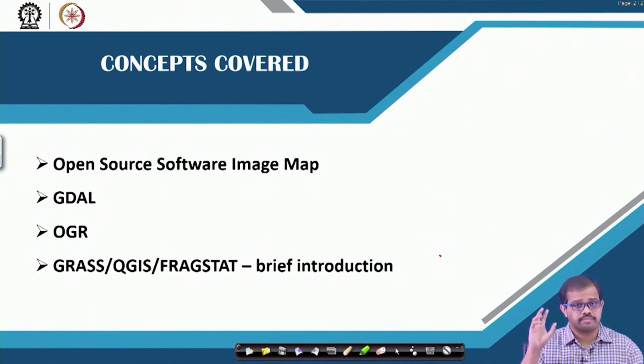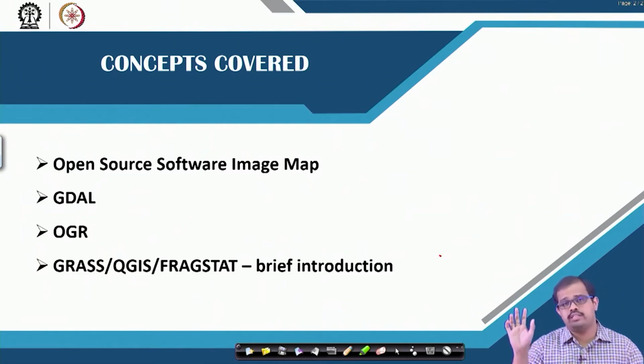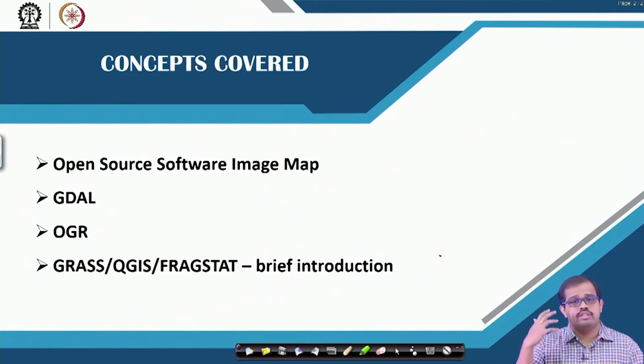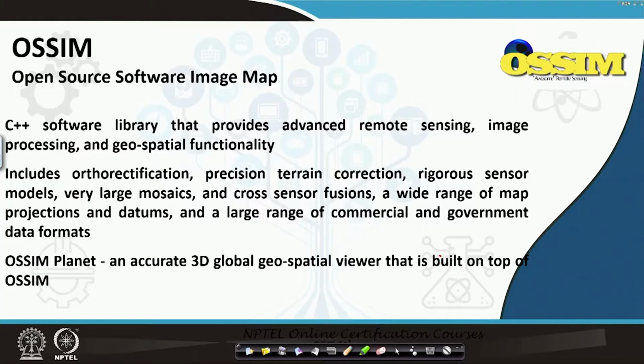Then you have GDAL. GDAL is an extremely powerful library which is actually powering most of the GIS softwares that are available today. And OGR is another software which is complementing GDAL in terms of handling the vector data. Both are the backbone of most of the GIS softwares available today. And I would also speak about GRASS, QGIS and TrackStat. I will give you a brief introduction and a small example of how we look at the software. Okay. The first software, as I said, is an open source software, OSSIM.